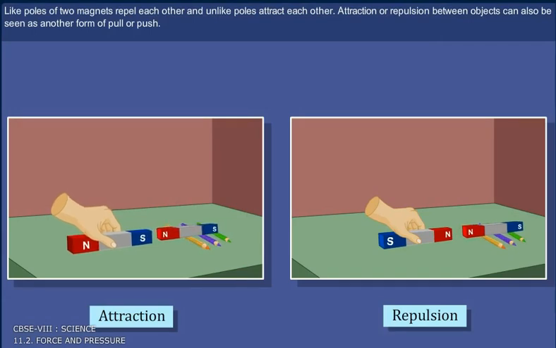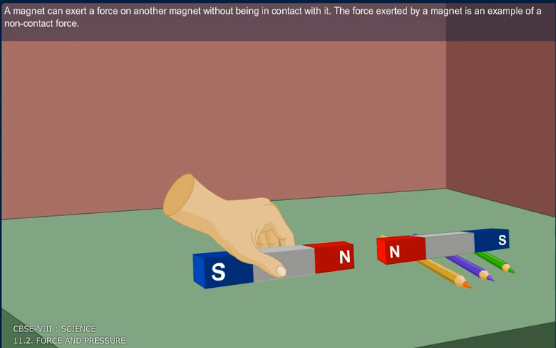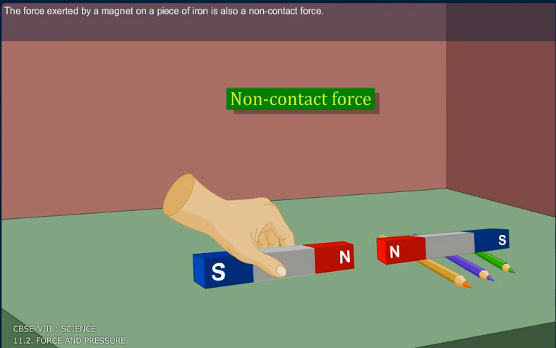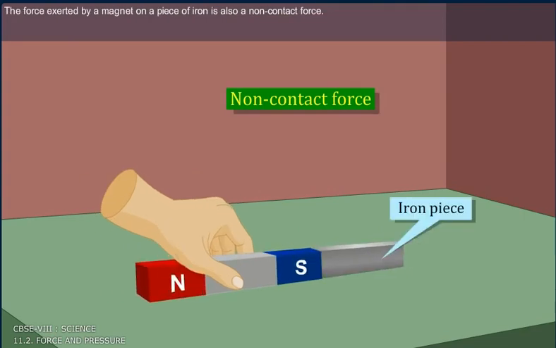Attraction or repulsion between objects can also be seen as another form of pull or push. A magnet can exert a force on another magnet without being in contact with it. The force exerted by a magnet is an example of a non-contact force. The force exerted by a magnet on a piece of iron is also called a non-contact force.